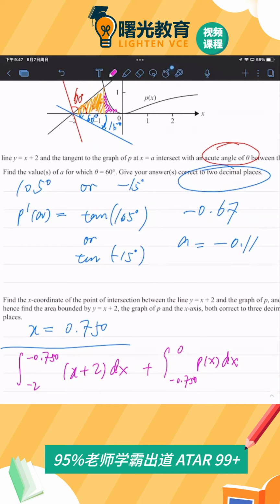If you work out the first part, you work out the second part, and you round to 3 decimal places and add them to each other, you might have an error. Please remember, error is not incorrect, but error does affect your final answers. So if you can work out in one step, do not separate. Okay? Do not separate.